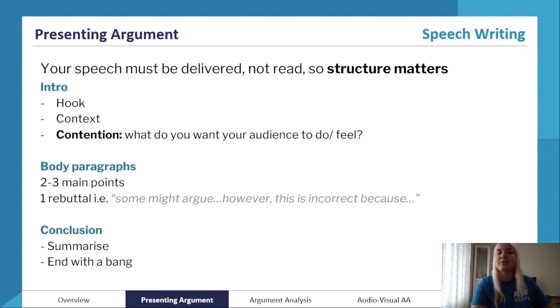A lot of students like to start with something like a rhetorical question or an interesting fact or a statement from the very beginning before they start establishing the context. Remember, context, audience, and persona are also what you receive marks for on this task. So you must create some context to your piece.